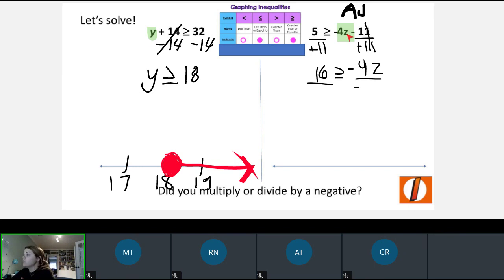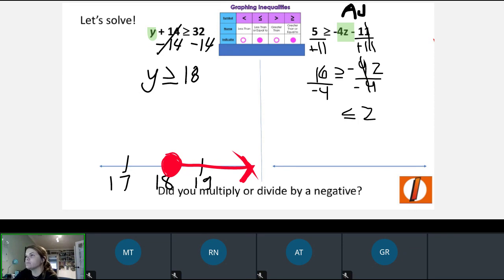So we always want to undo addition and subtraction first. So AJ added 11 because we were subtracting 11, so she added 11. 5 plus 11 is 16. So then she divided by a -4. And remember, when we divide by a -4 exactly, AJ, she's going to switch her sign.